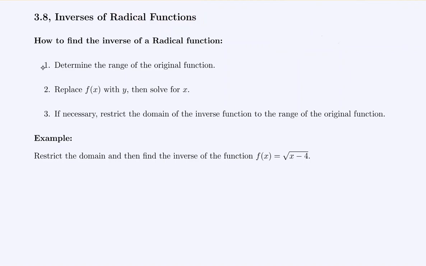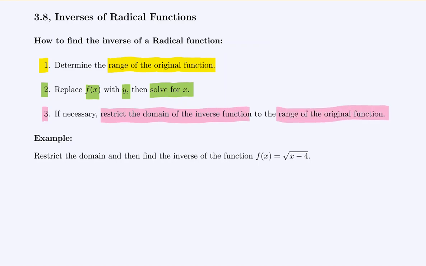So there's 3 steps to this process. First step, we need to find the range of the original function given. Then step 2 is we need to replace the function notation just with y for easier things and solve for x. And then the final step, if necessary, with this new inverse function that we found, restrict the domain of the inverse function to the range of the original function. So in step 3, we've kind of got to look back at what we found in step 1. So let's see this worked out with this example.